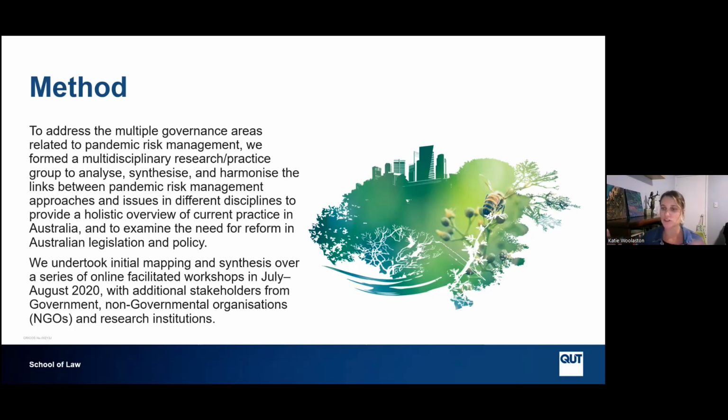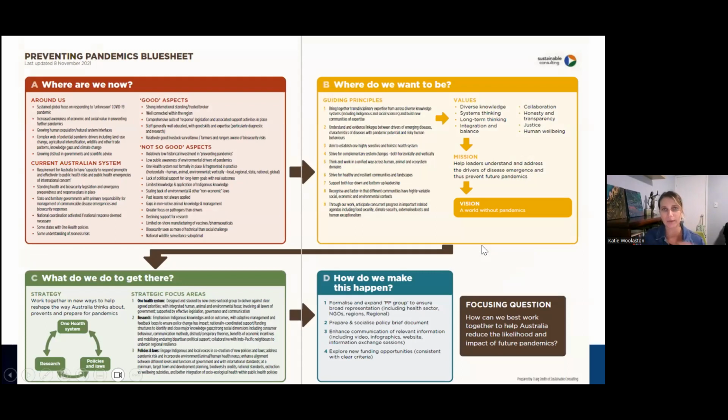And from each disciplinary perspective, we started coming up with common themes around where the issues were that seemed to go across all of the different areas. So we had an online series of workshops. And from those workshops, we came up with what we call the blueprint for moving One Health forward in Australia.